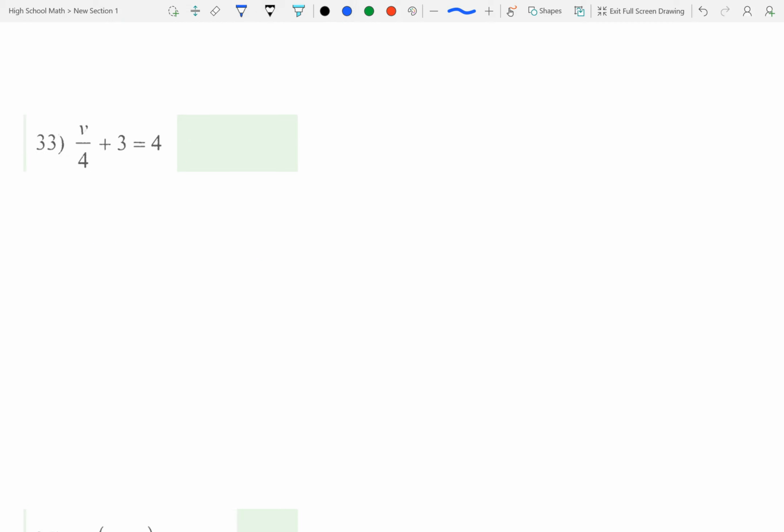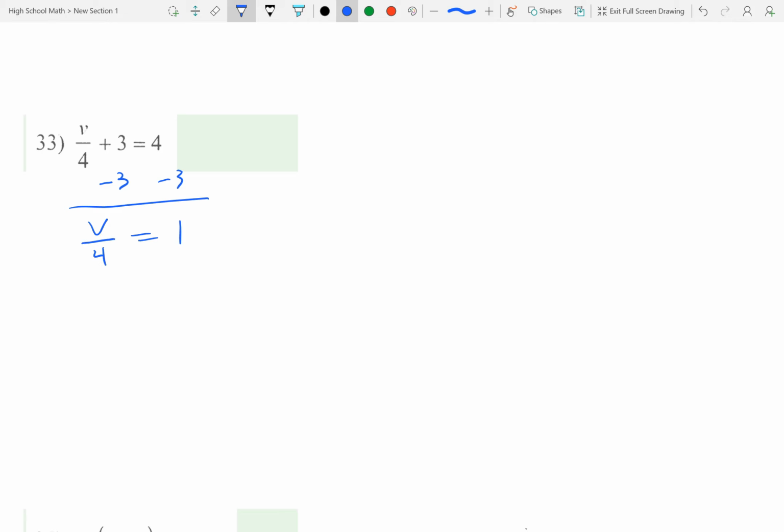All right, we have v divided by 4 plus 3 equals 4. I want to get the v by itself. I will begin by undoing this plus 3. I will subtract 3. Whatever I do on one side, I do to the other side. 4 minus 3 is 1. We have v divided by 4.